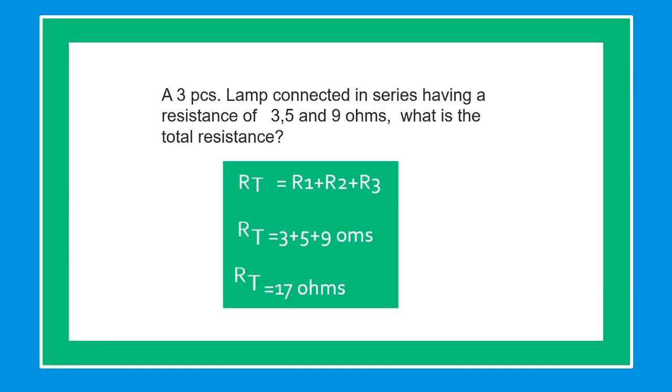In this next example, there are 3 lamps connected in series having a resistance of 3, 5, and 9 ohms. What is the total resistance? Since this is a series circuit, we just add the individual resistances to find the total resistance. RT equals 3 plus 5 plus 9 ohms. The total resistance is 17 ohms.